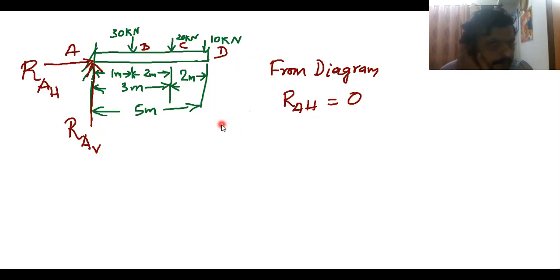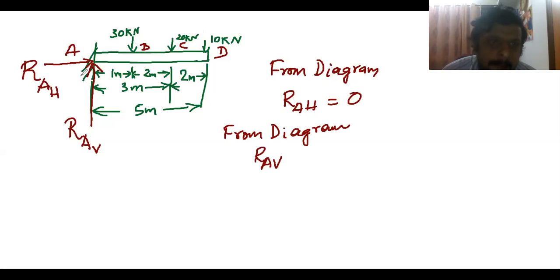Now, to solve for RAV, what we do is, upward force is equal to downward force, or else the forces going upwards are taken as positive, and the forces going downwards are taken as negative. So we'll write it, also from the diagram, RAV, which is going up. Upward forces are positive and downward forces are negative. That is the sign convention for the cantilever beam, for the shear force, and also for any reactions.